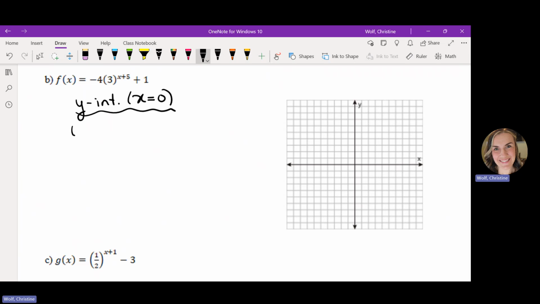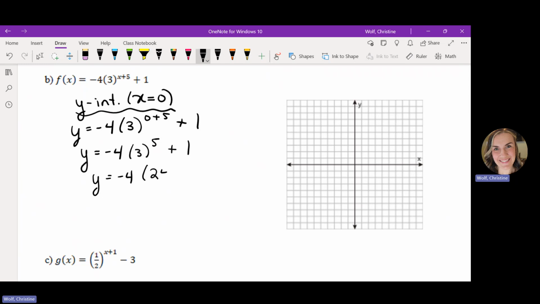All right, so y equals -4 times 3 to the power of 0 plus 5, plus 1. So I've just added in the 0 where there's an x. And now I have -4 times 3 to the power of 5. I do my exponents first. 3 to the power of 5 is 243. I get in the end, when I multiply those two and then add 1, -971.